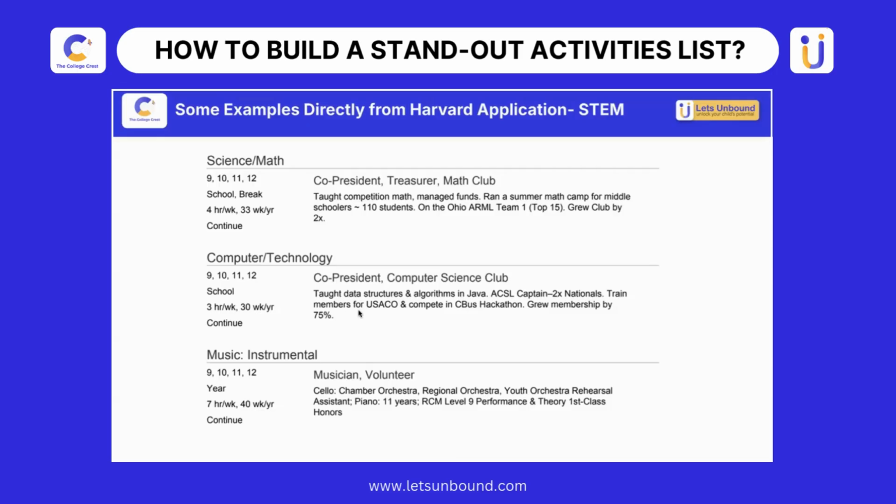The student pursued cello and piano with rigor, participating in regional and chamber orchestras and earning RCM Level 9 honors, a highly respected certification. They weren't just hobbyists, they reached a level of excellence that matched their academic achievement. So the key takeaway here is that these aren't just a laundry list. Each activity tells a story of depth, ownership, and excellence. That's what you want, to go beyond doing and show that you have built something, led something, or really elevated something.